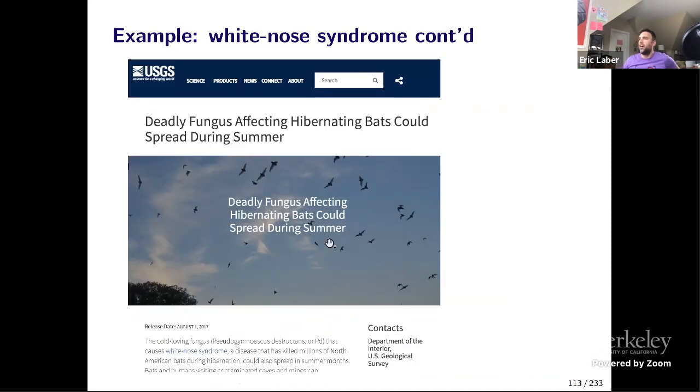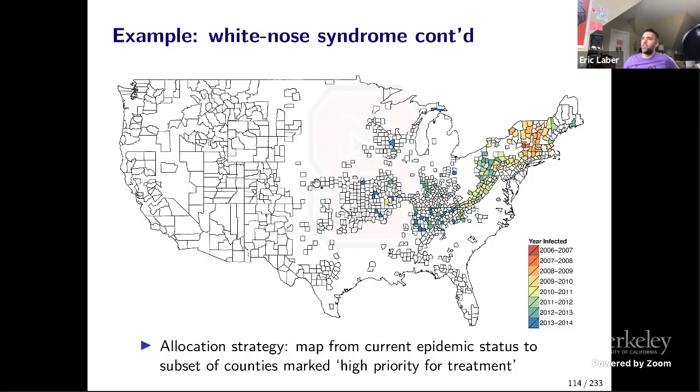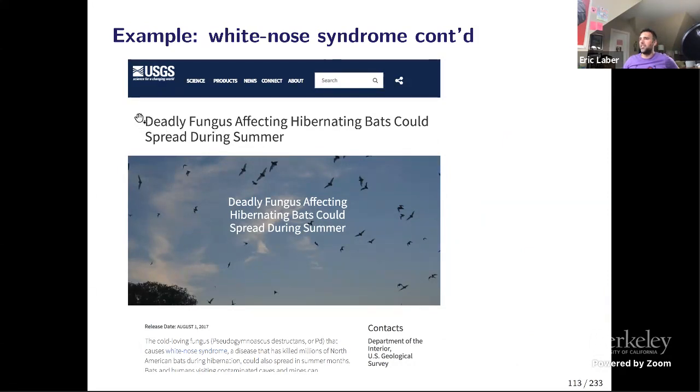And part of the issue is that we don't know much about the disease. Even as recently as when we were working on this, the disease had been spreading for a few years and they still didn't know whether it could spread in the summer or not. Bats are very hard creatures to study.